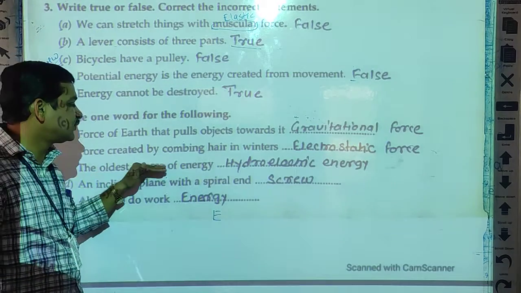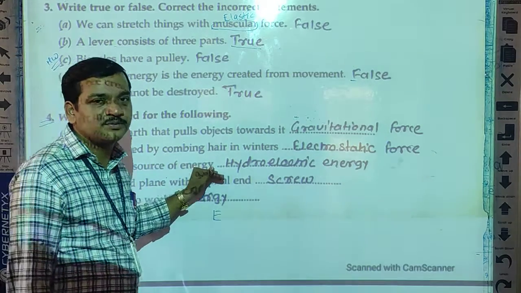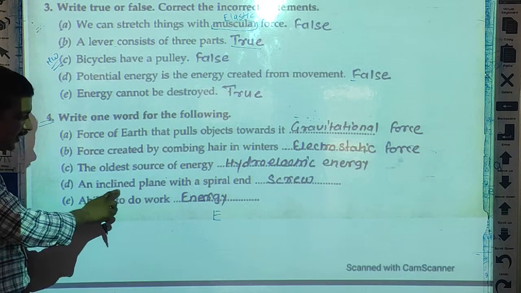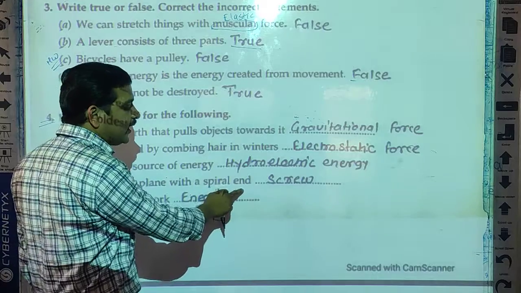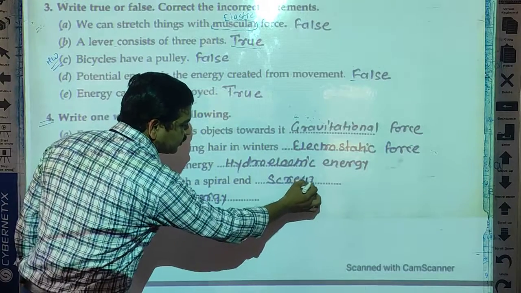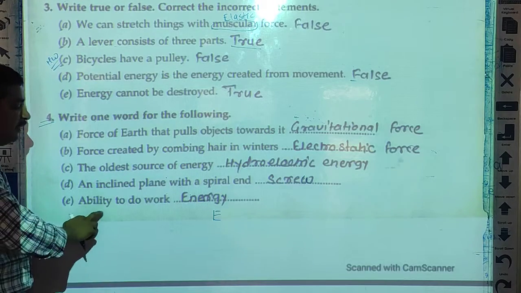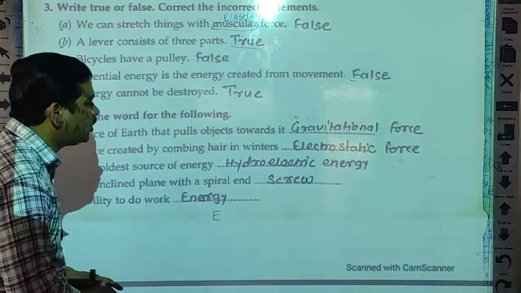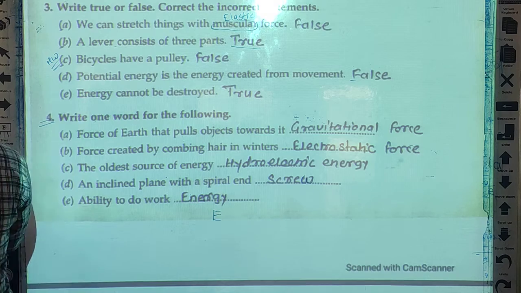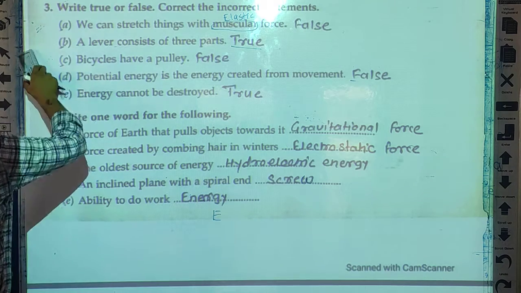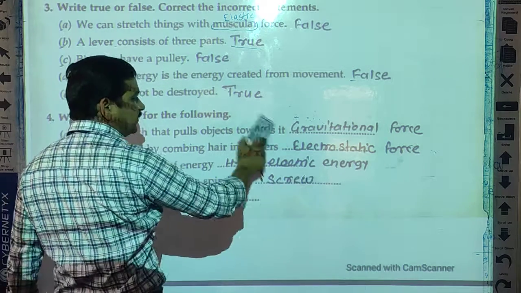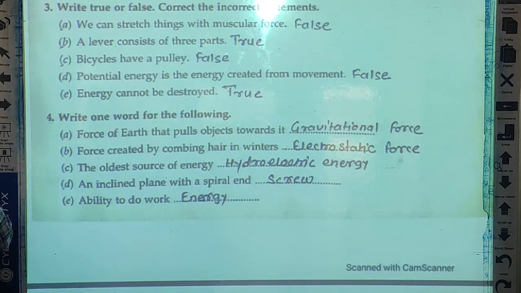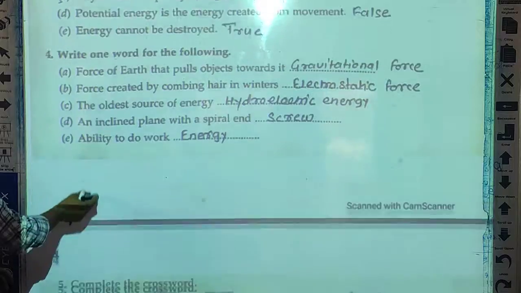The oldest source of energy. Hydroelectric energy. An inclined plane with a spiral edge is called a screw. Ability to do work is called energy. Okay, students? So note down your answers in your textbook as well as in your notebook. Also you can complete all these answers. I hope you are understanding.